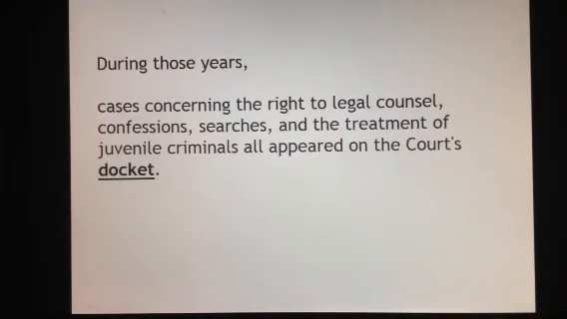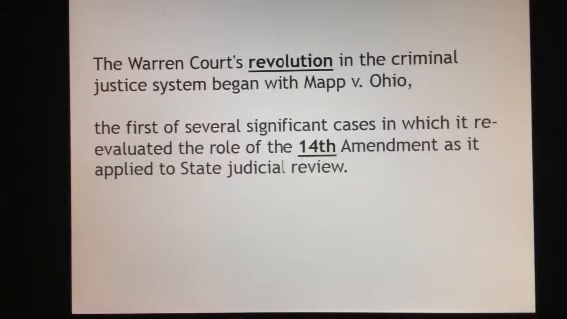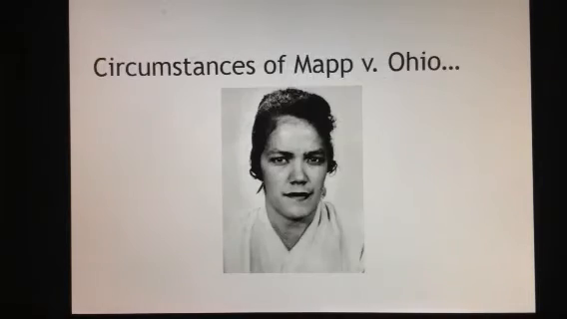During those years, cases concerning the right to legal counsel, confessions, searches, and treatment of juvenile criminals all appeared on the court's docket. Now, we're going to be taking a look at several of these cases. The Warren Court's revolution in the criminal justice system began with this Mapp case, the first of several significant cases in which it reevaluated the role of the 14th Amendment as it applied to state judicial review.